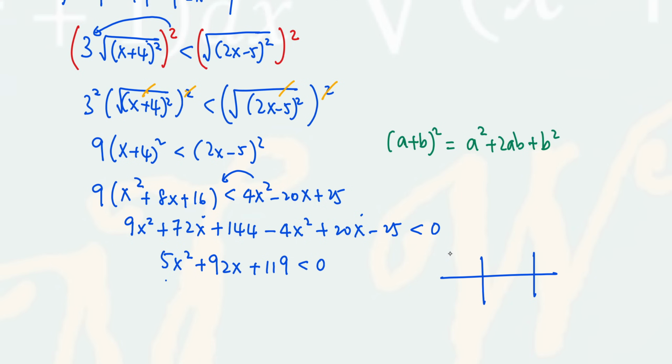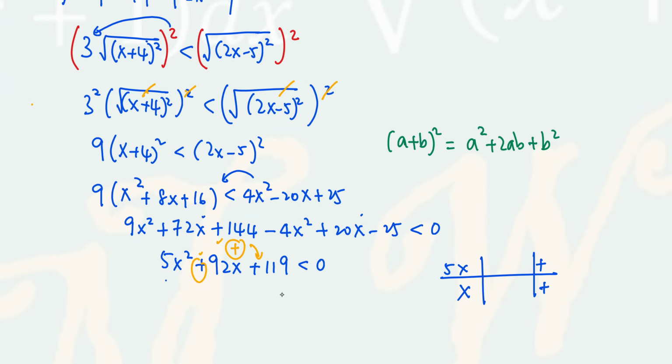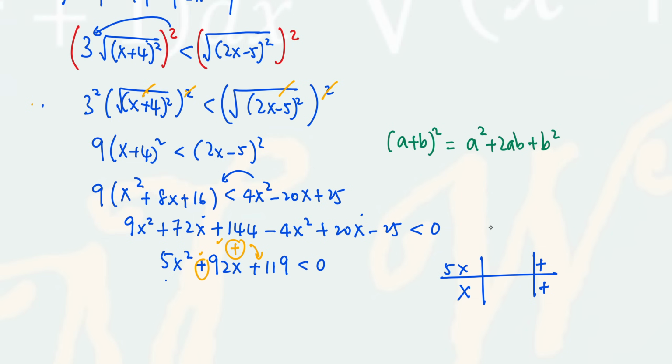So 5x squared here, it will be 5x times x. Okay, after that, we have to check this. So plus times plus to get this plus, that means I will have these two symbols in the third column. So both are plus. Okay, and to get 119, I need to get the factors of 119. So to get the factors, it can be 17 times 7. That will be 119. Why do I choose that? Because I need to make sure later the total of these two numbers will be plus 92x.